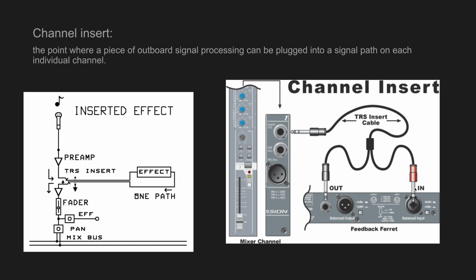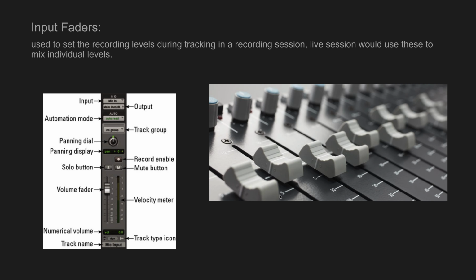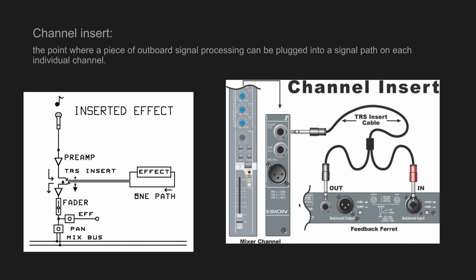It's really the input and output of whatever effect you're using. So this is an effect right here. You go in and out of the effect, and it goes into the channel insert, and then you can choose how much of that insert you want in your signal path. Here's just a text representation of that. The microphone goes into the preamp, then gets taken to the TRS insert, goes to the effect, comes back down to the fader, and then goes through the rest of the signal chain.